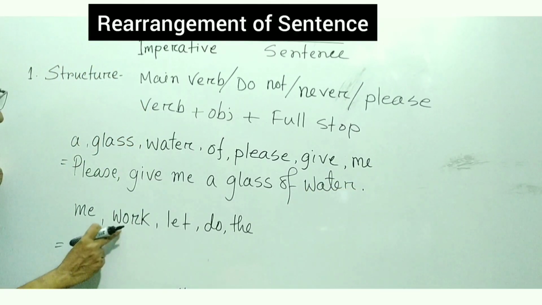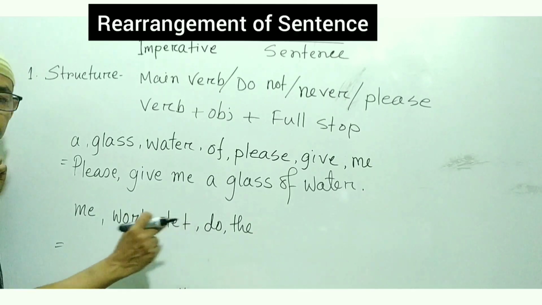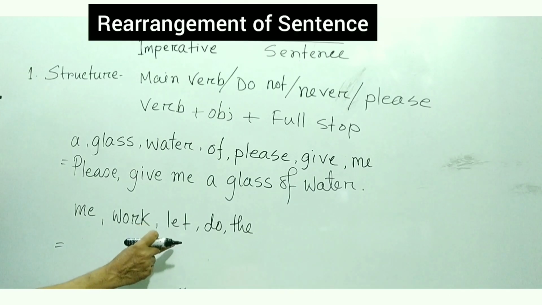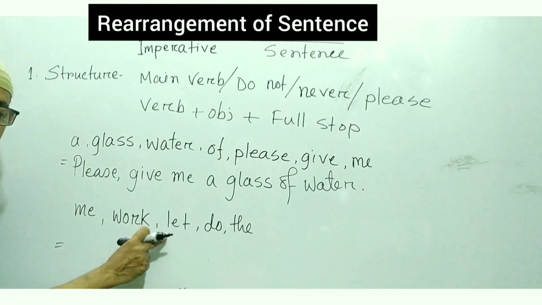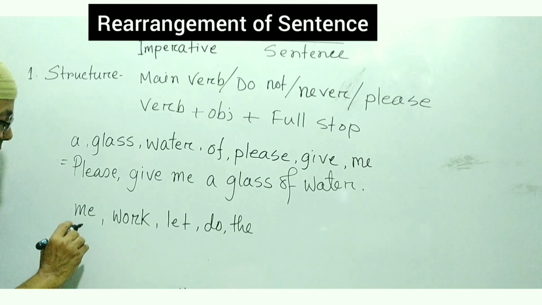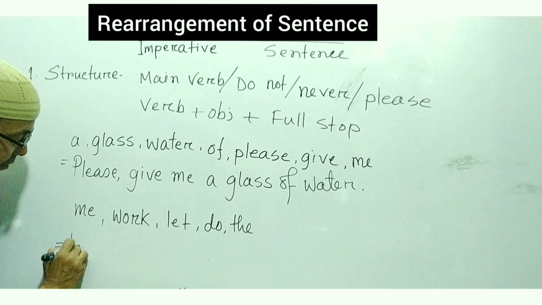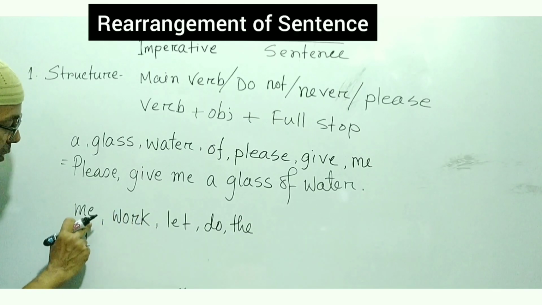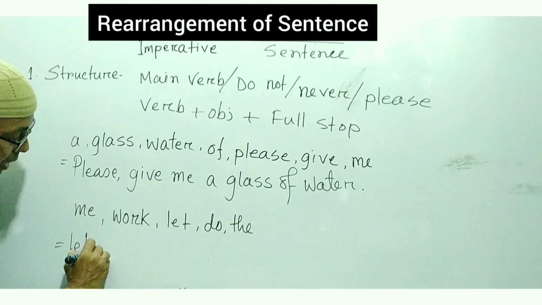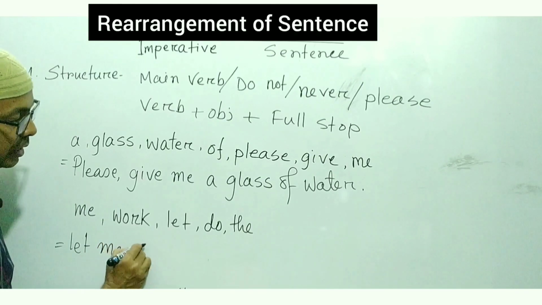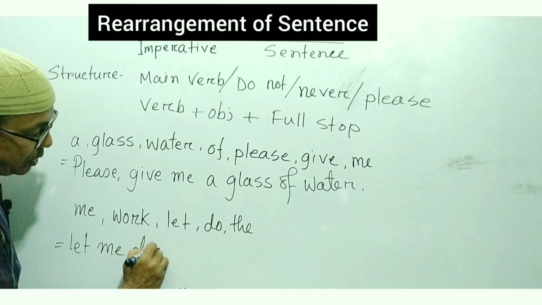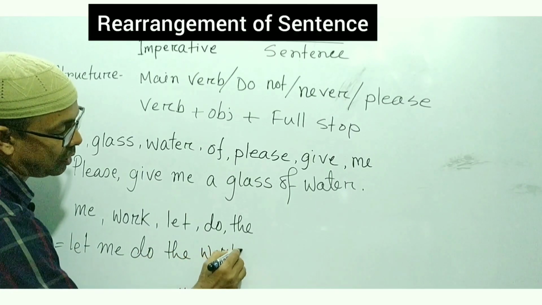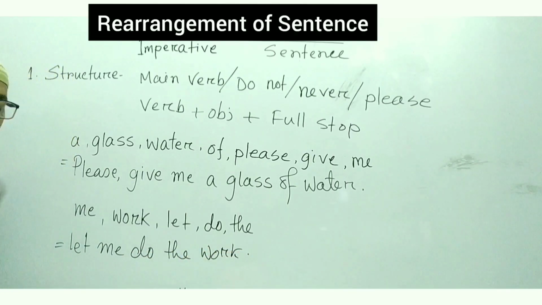Then "me work late do the." Here, if you see the verb let in the sentence, you will take it first: let, then the objective form of the pronoun, that means me, let me, then the main verb do, then the work. Let me do the work.